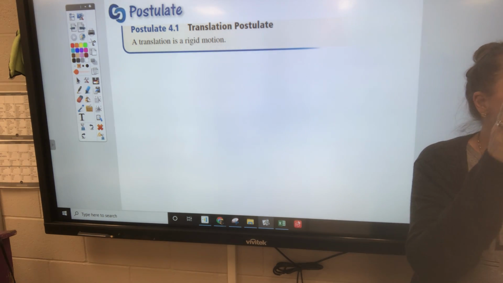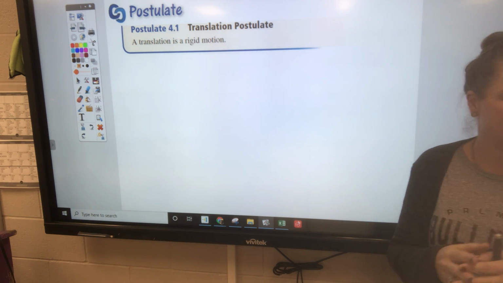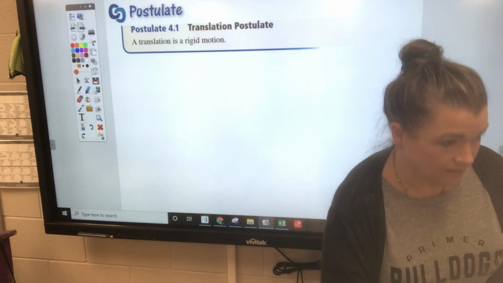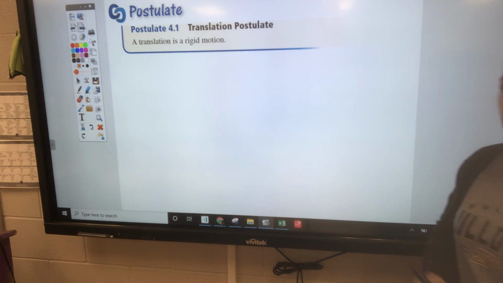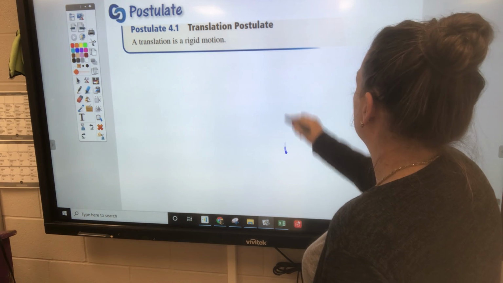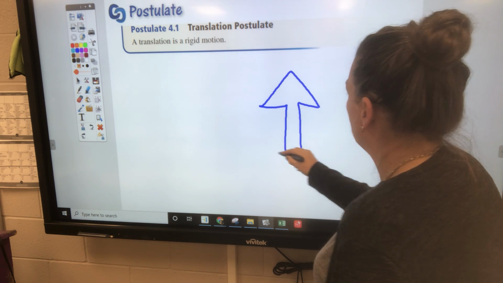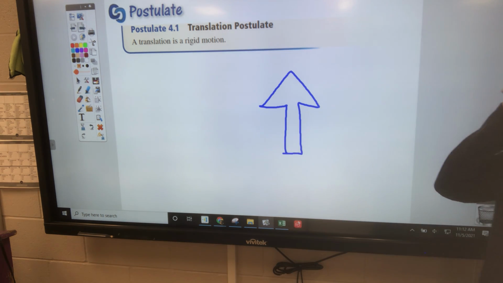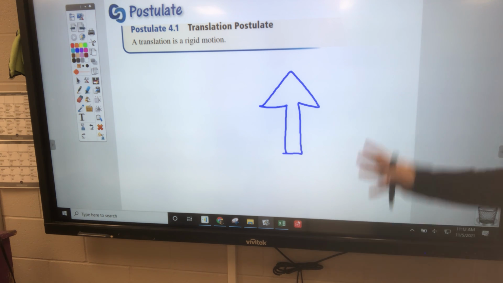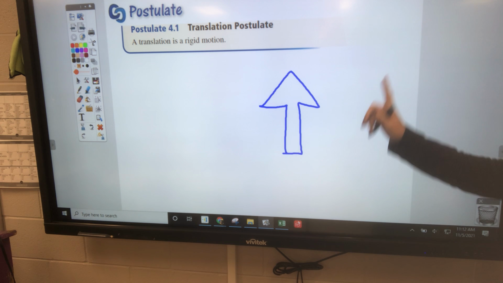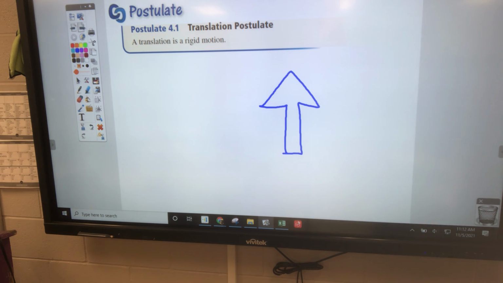Okay, so anyway, the point of it is for you to understand that a rigid motion means that it doesn't change. So if you start off with a triangle, or maybe let's say you have an arrow, that's your shape. If you translate it, it's a rigid motion, meaning that arrow is going to be the exact same size and shape wherever you put it. It's going to be pointing upward as well. It's not going to change.